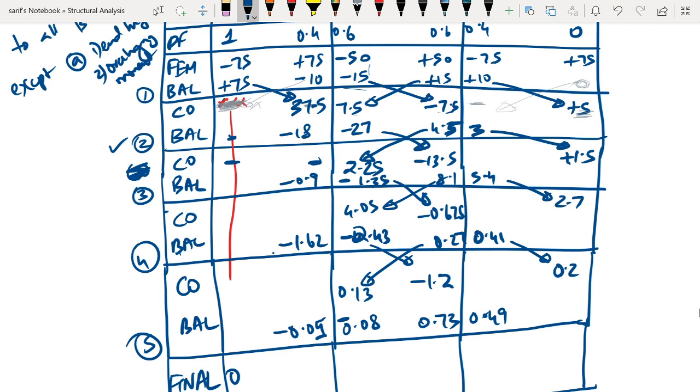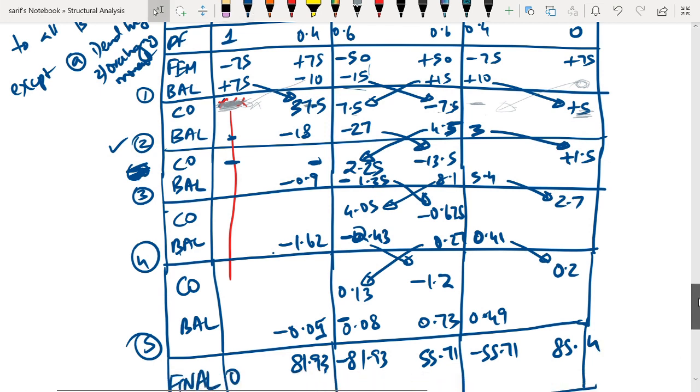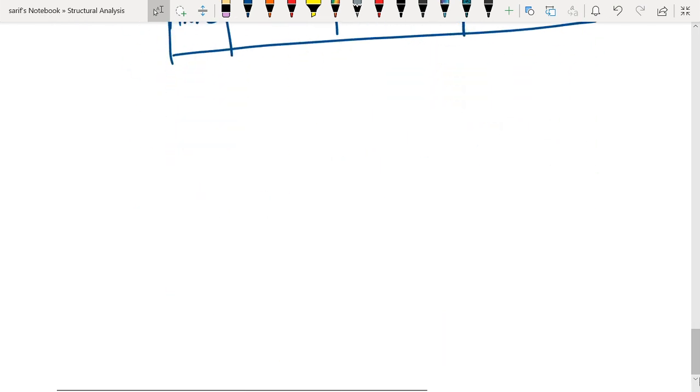So if we add the values, we will get 81.93, minus 81.93, and 55.71, minus 55.71, and here it is 85.4. So this is how we calculate the end moments. Once the end moments are calculated, we can draw the bending moment diagram.